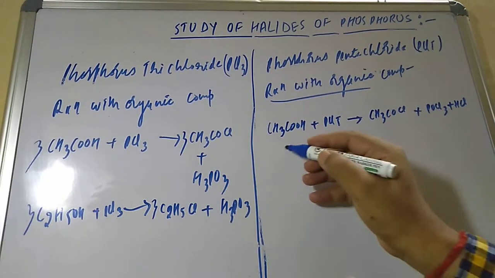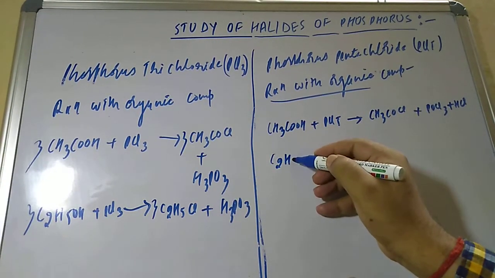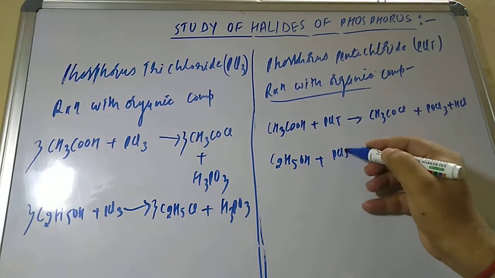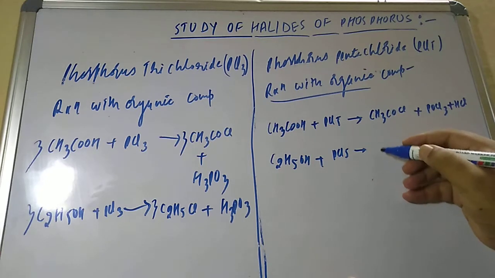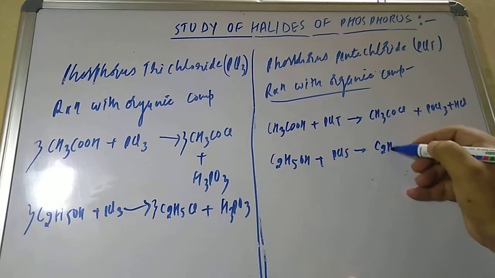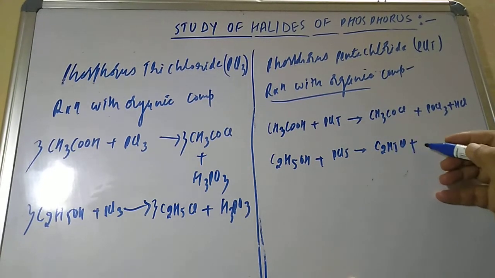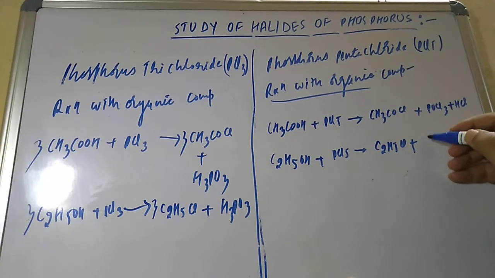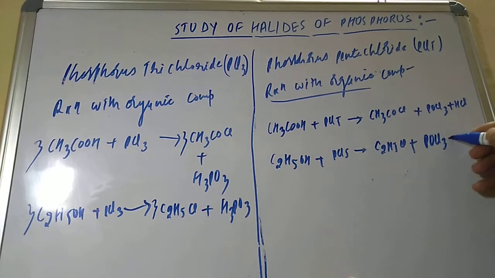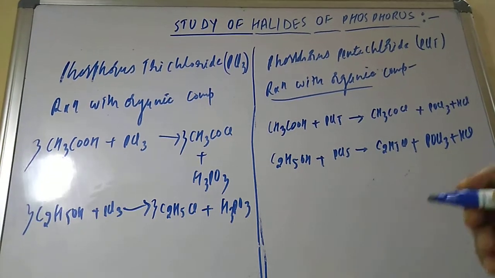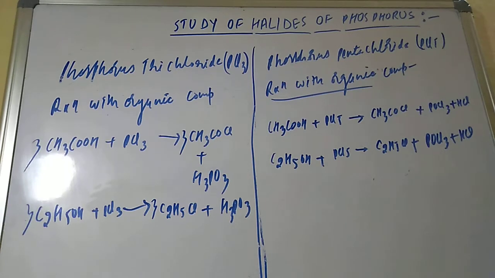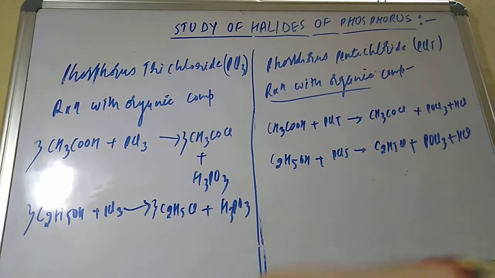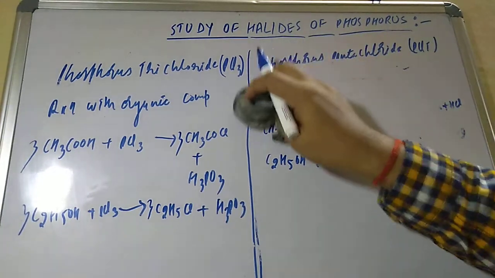Now if you study ethyl alcohol, C2H5OH, and treat it with PCl5, what will it give? It will give C2H5Cl. Along with that it will give POCl3 plus HCl. So this is the reaction with the organic compound. Now reaction with metal. For PCl5 some more reactions are there.